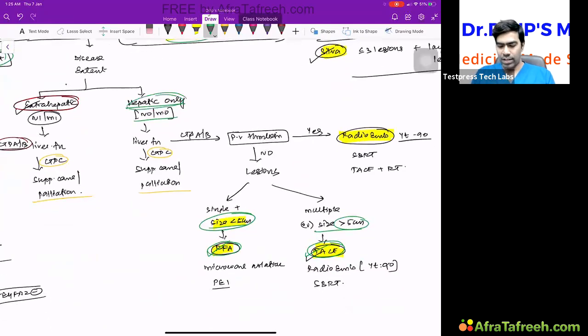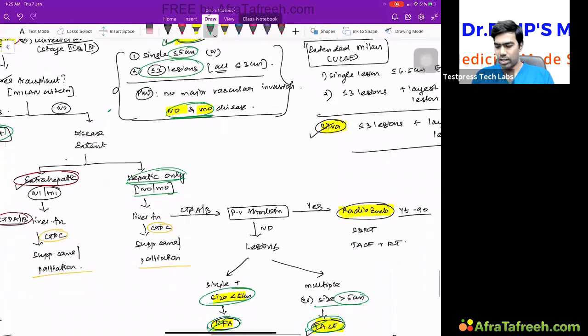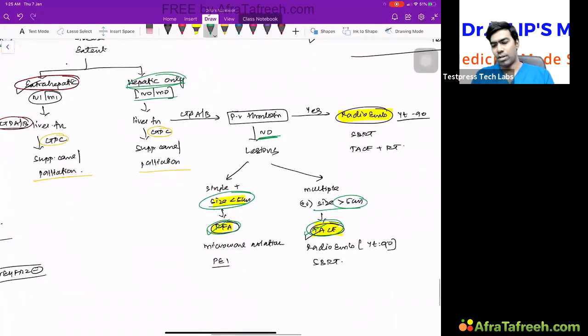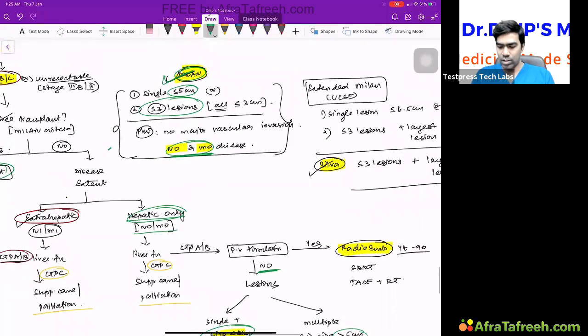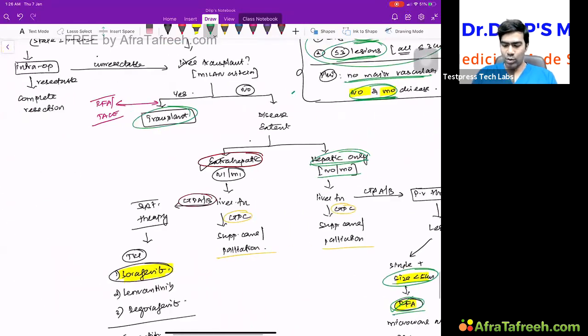These patients are having hepatic only disease. That itself means N0, M0 disease. And these patients are not having portal vein thrombosis, in the sense that there is no major vascular invasion. The only reason why these patients will be going outside the Milan criteria is because of the size of the lesions. So that is why we use RFA or TACE to downgrade the tumor, to bring the patients back to the criteria where they can satisfy the Milan criteria, and now you can take them for transplant.